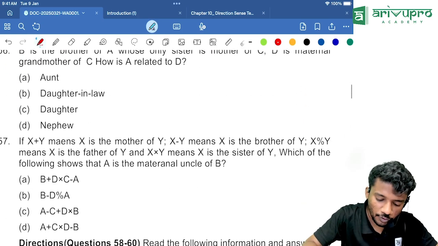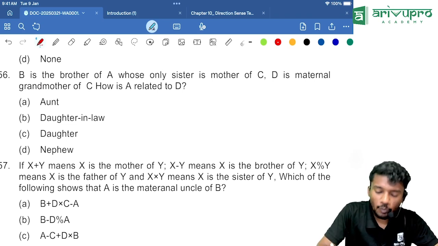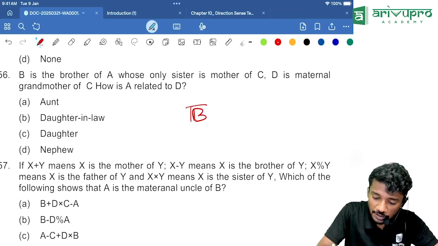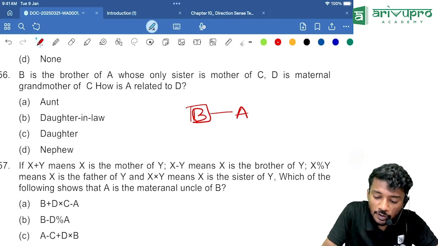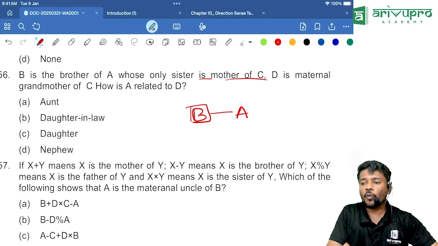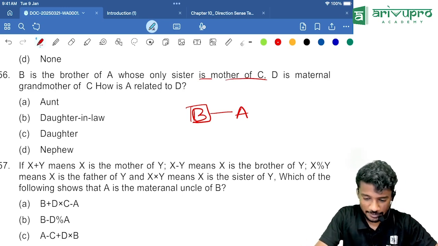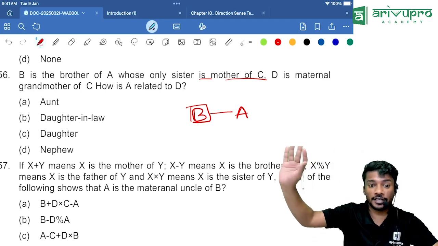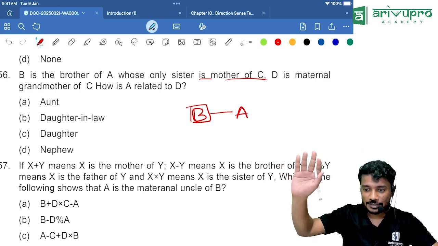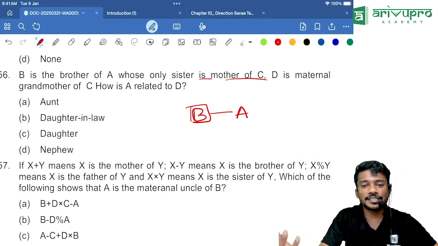Yes. Now look at it. B is the brother of A. Got it? B is the brother of A, whose only sister is mother of C. So, what is given? The question is not clear here. Some people reading the question will think, sir, B's sister is mother of C. But who is A then?